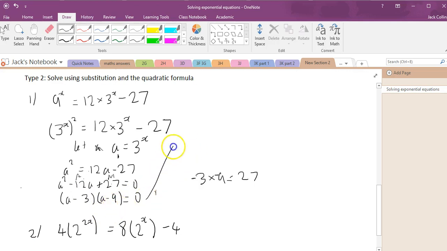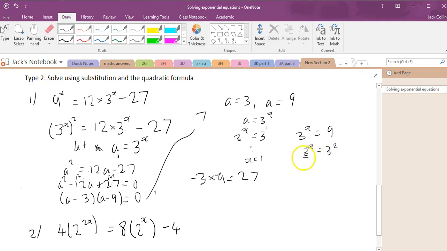So let's take it back up to here, guys. a is equal to 3, or a is equal to 9. And then, last step, remember we're not trying to find a, we're trying to find x. Okay? So we know that a is equal to 3^x. So 3^x is equal to 3, or 3^x is equal to 9. So therefore, x would be equal to 1, that's 3 raised to the power of 1, or, making the same base like we did above, x is equal to 2.